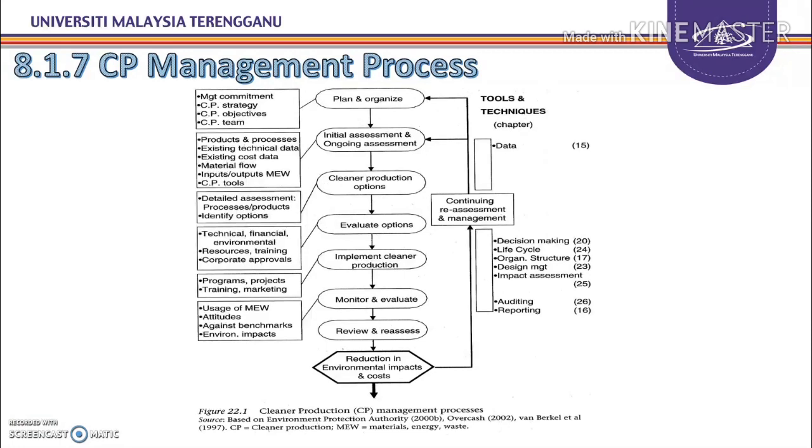So a process flow diagram linked to a mass balance will assist in identifying all waste and opportunities for eliminating them from the manufacturing process. Okay, and then the third process is cleaner production options.